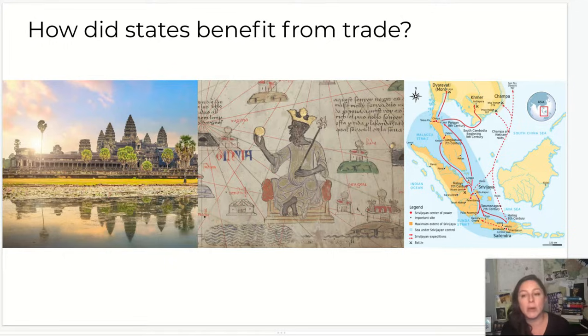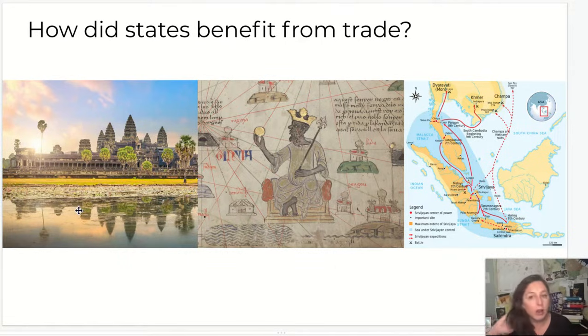The last question you're going to want to answer within this is how are states benefiting from trade? How are they using their position on major trade routes to gain or maintain more power? So you're going to see states like the Khmer Kingdom. This is Angkor Wat in the ancient capital, Angkor, of the Khmer Kingdom. They were a massive trading city, an agricultural empire that was really where a ton of different cultures come together.